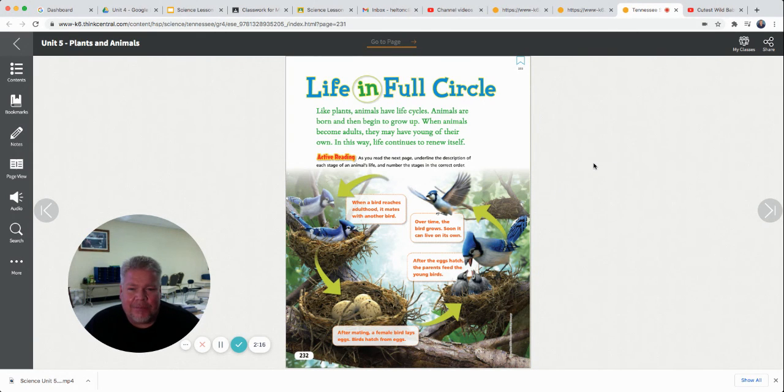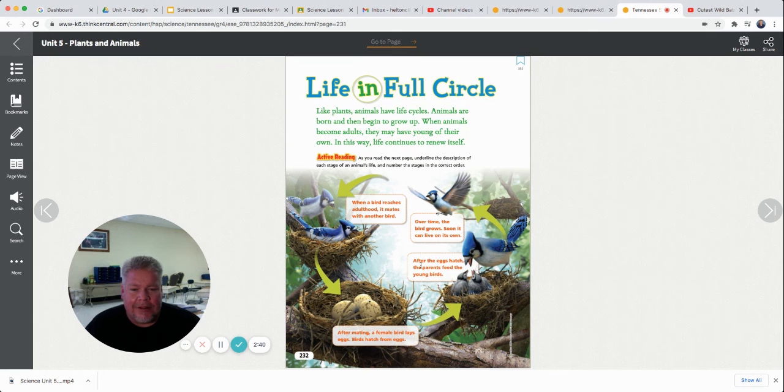Life in full circle. Like plants, animals have life cycles. Animals are born and then begin to grow up. When animals become adults, they may have young of their own. In this way, life continues to renew itself. So when a bird reaches adulthood, it mates with another bird. After mating, the female bird lays an egg, and birds hatch from the egg. Over time, the baby bird grows.